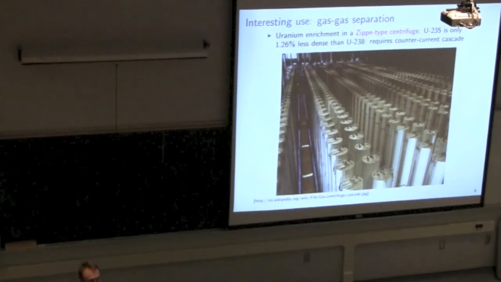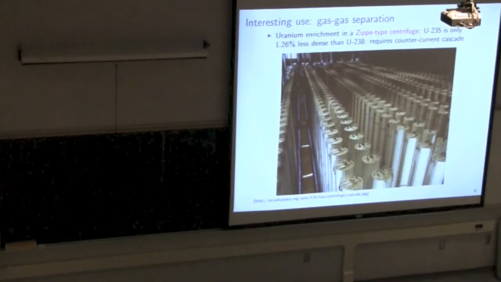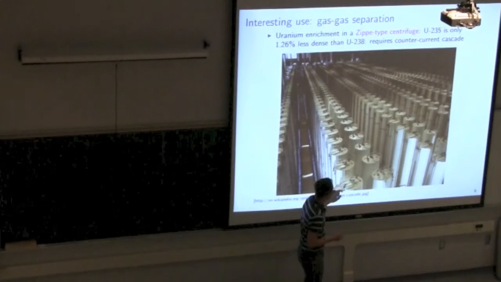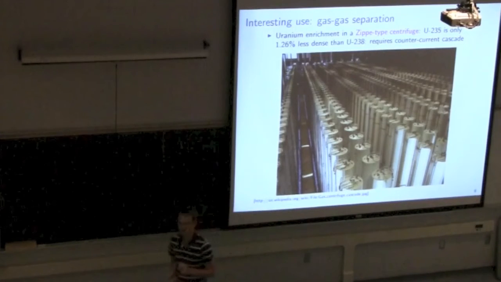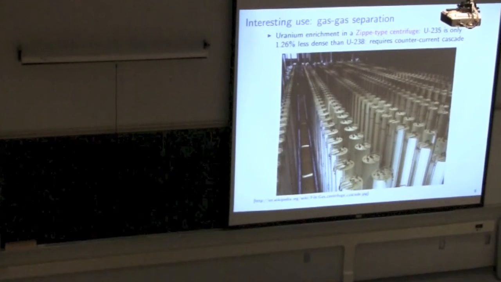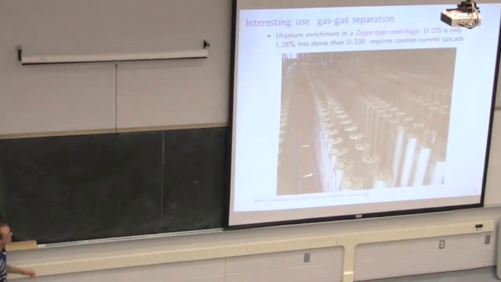The key point of why I've included this is that we're separating gas from gas, and there's only a 1.26% difference in the density between the two gases. So what they do is they've got this whole cascade of countercurrent separators. We're going to talk a little bit more about that later on, but these systems are super well controlled. They're such finely controlled systems to make that separation work. And because of that very small delta in the density, we require so many of these in a cascaded fashion. So that's an interesting, if unusual, separator that you're unlikely to encounter, but it's worth knowing about.